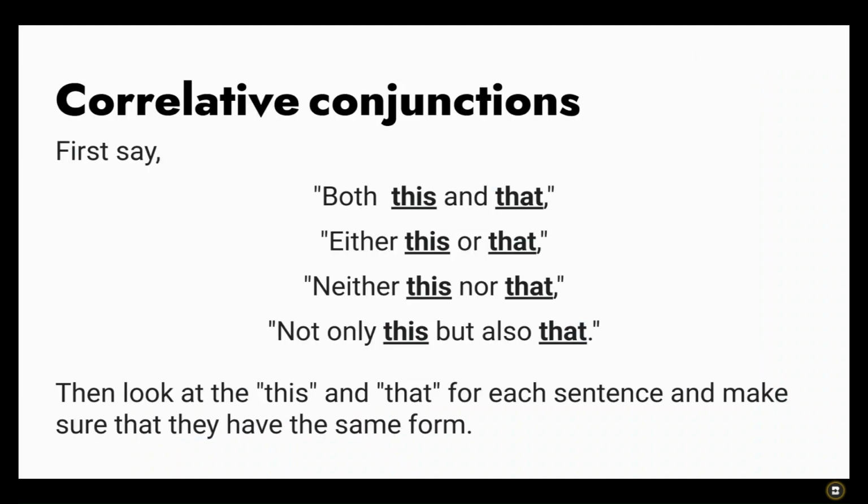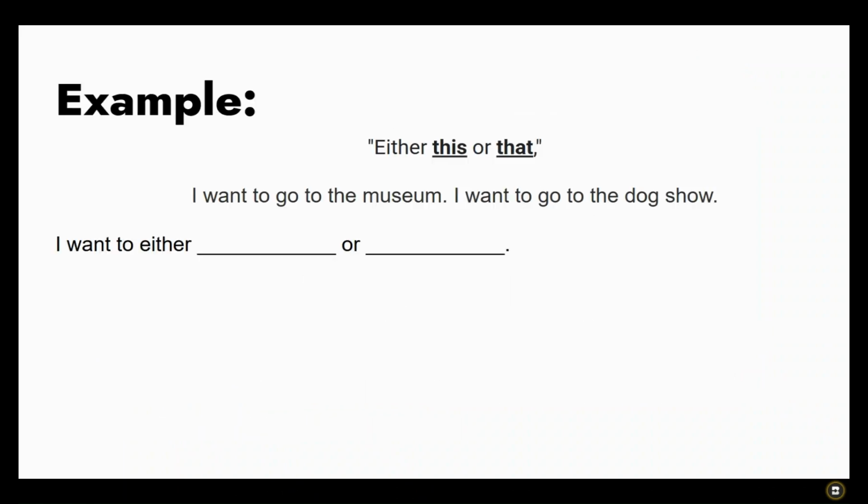By the way, these little multi-word conjunctions are called correlative conjunctions. They're joining words, but unlike just when we join, say, a sentence with and, it's two words or more than two words working together to join the ideas. Okay, so again, we'll say both this and that. Then we'll compare our this, and it should match the form of our that. Now if that doesn't make sense, let's take a little example, and maybe that'll make it clearer.